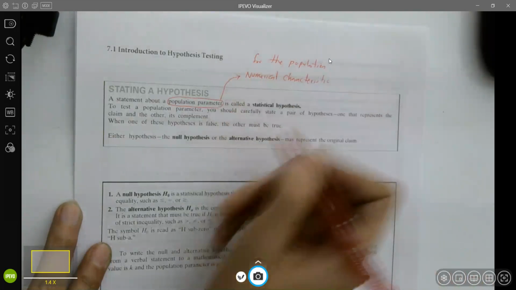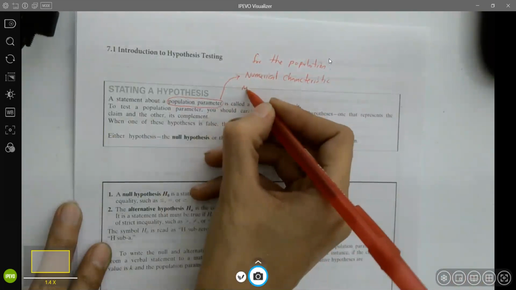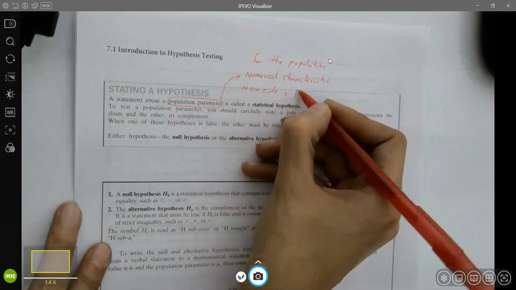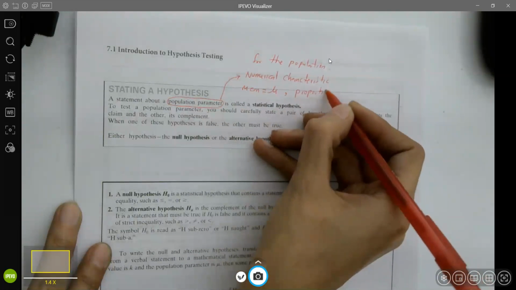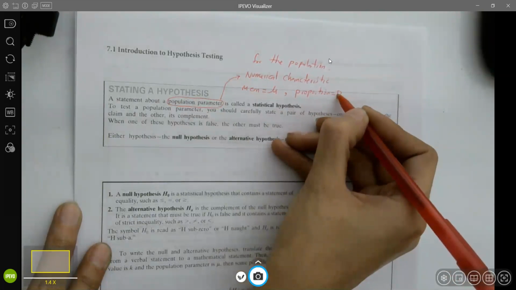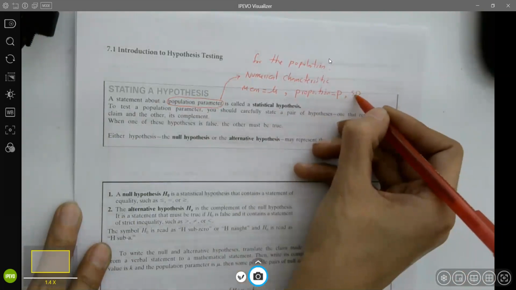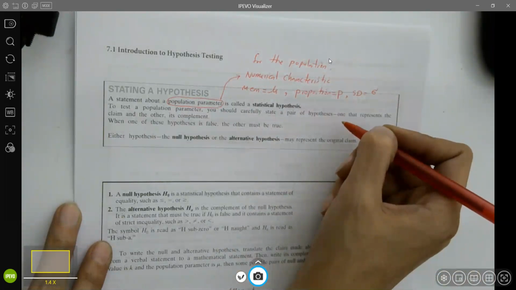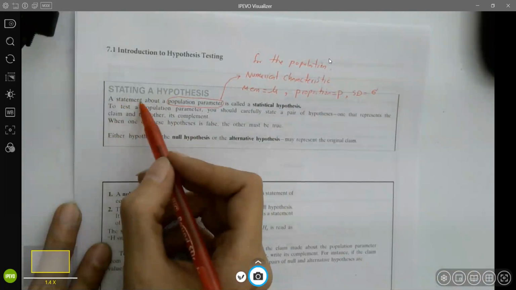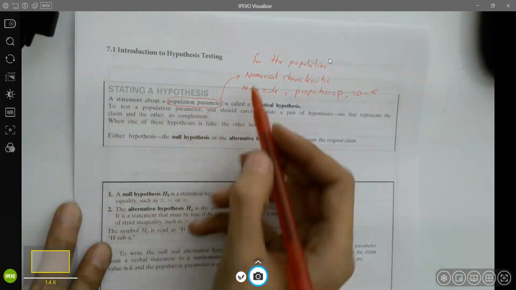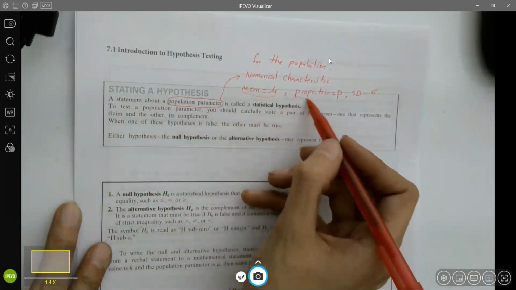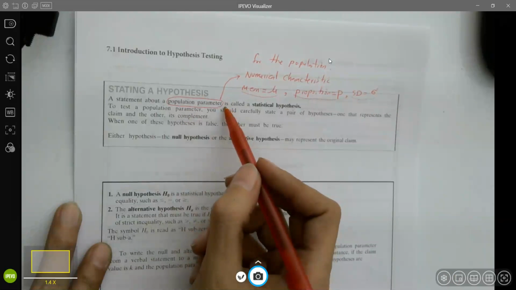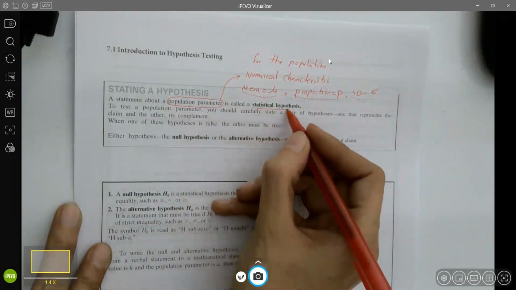So what are those? Like the mean of the population, mu, or proportion, like p, or standard deviation, which was sigma, or variance, sigma squared. So a statement about a population parameter, either your mean, or proportion, or standard deviation, or variance, is called a statistical hypothesis.